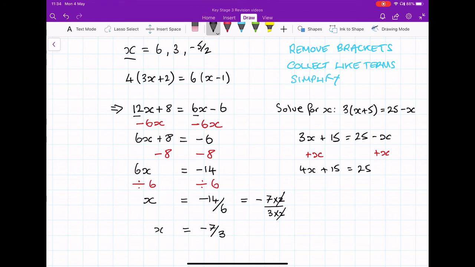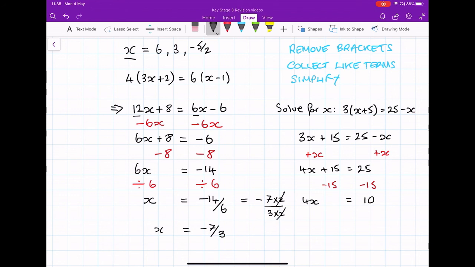Now we've still got to collect more terms. We've got to collect the numbers together. So we've got to get that plus 15 onto the right-hand side. And we do that by subtracting 15 from both sides, which gives us, still got the 4x, plus 15 minus 15 is 0. And 25 minus 15 is 10.